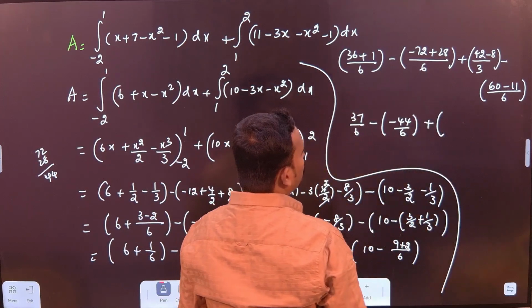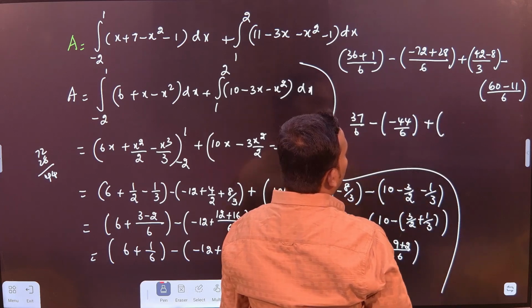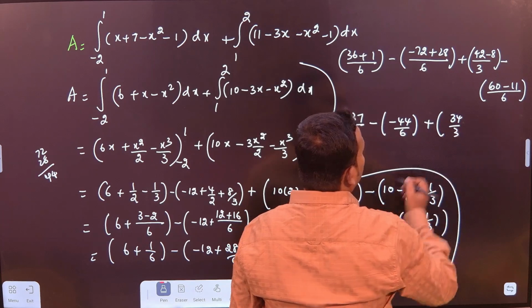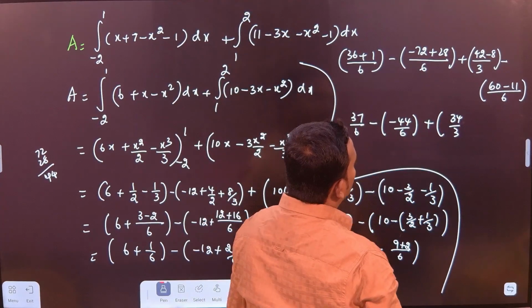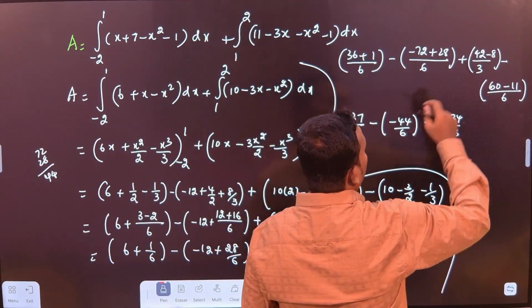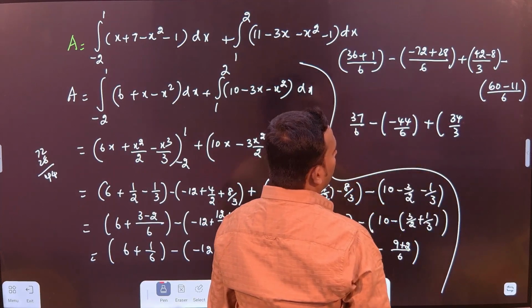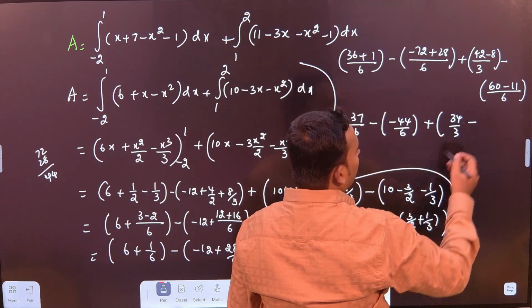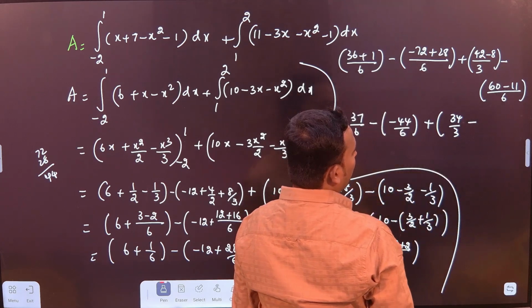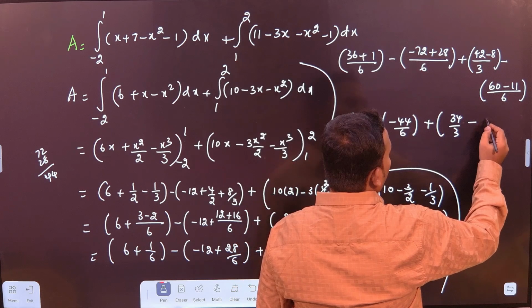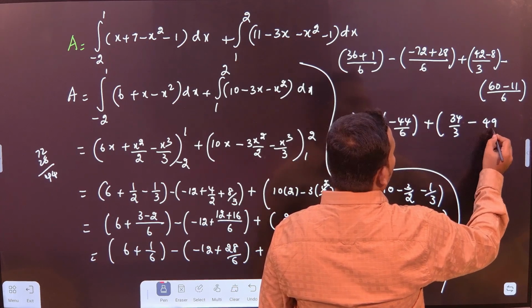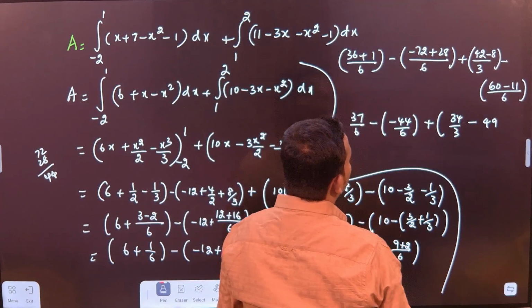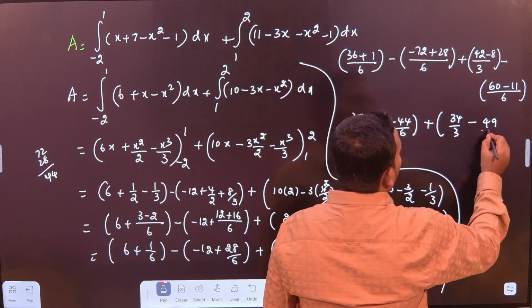So 42, if you remove 2, it is 40. 6 you remove means 34 by 3. 34. Yes, so plus 7, 6 is what? 40, 42. Yes, correct. Minus 60. If you remove 10, no? It is 50, 49. 49, right? 49 by 6. So am I doing correct or not? 34 minus 34 by 3 minus 49 by 6.